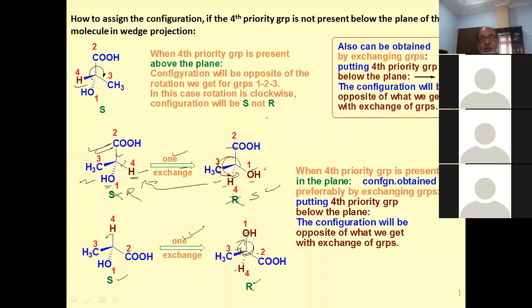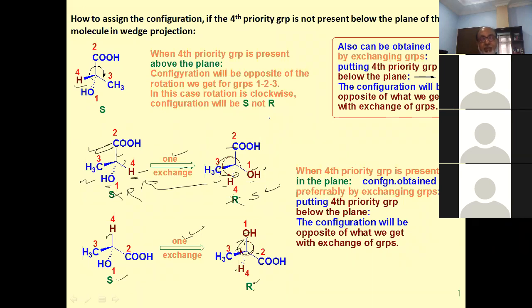Sir, if the fourth priority group is in the plane, and if the first priority group is above the plane or below the plane, then we need to interchange between them? No. You need not look for the first priority. Always, what is the rule? The fourth priority group should be at the back. That way you have to see. You can exchange with anyone. I have exchanged with OH here.